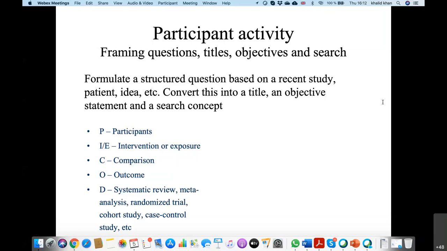You have a question. Participants are people with pulmonary hypertension with hyperuricemia, therapies for intervention or exposure is allopurinol. Comparison. Well, the comparison will need to be something like a different therapy, or placebo, or standard care.